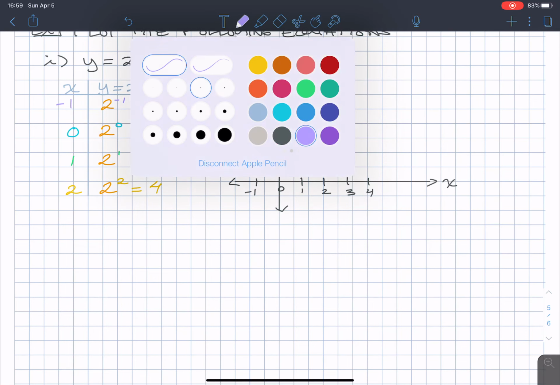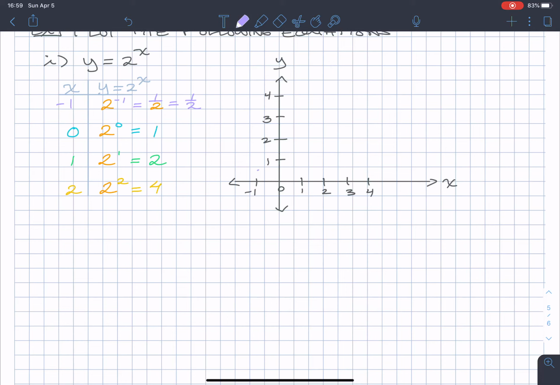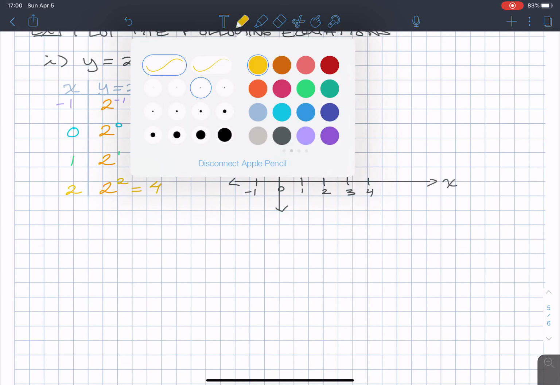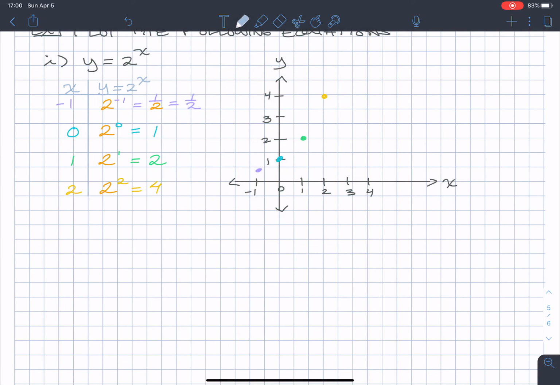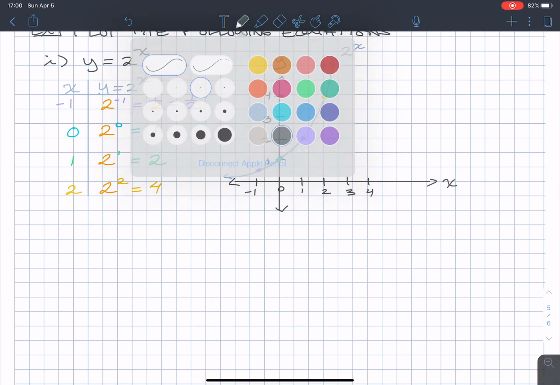Okay, so when x was negative 1, y was 1/2, about there. When x was 0, y was 1. When x was 1, y was 2. And when x was 2, y was 4. So what I get then is an exponential function that looks something like so. It grows exponentially. So I would connect all the dots. So this would be 2 to the x. It grows exponentially.